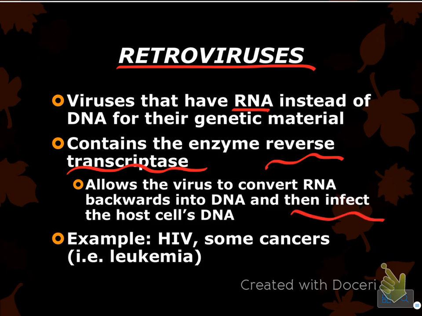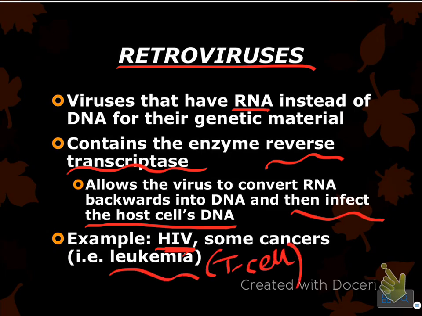And then, guess what? The virus's DNA is then going to infect the host cell's DNA. And the most common form of this is HIV and AIDS. It's considered a retrovirus. Some cancers are also retroviruses, such as leukemia, more specifically T cell, in case you're curious. But that is the end of your virus notes.